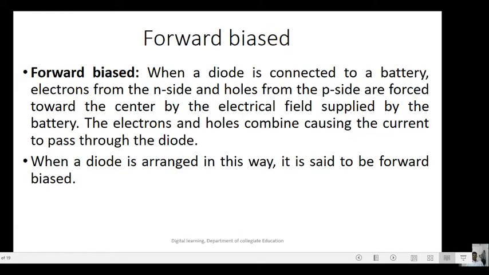Forward biased. When a diode is connected to a battery, electrons from the N side and holes from the P side are forced toward the center by the electrical field supplied by the battery. The electrons and holes combine, causing the current to pass through the diode. When a diode is arranged in this way, it is said to be forward biased.